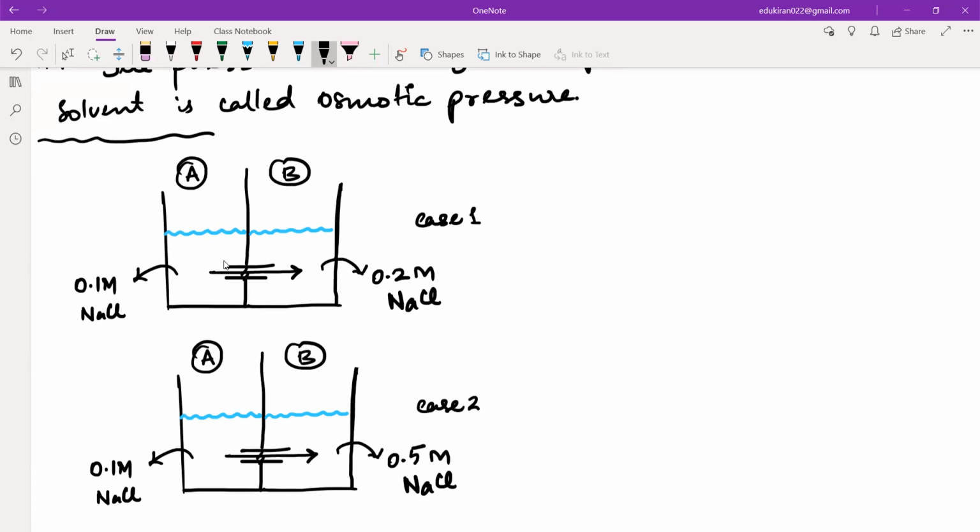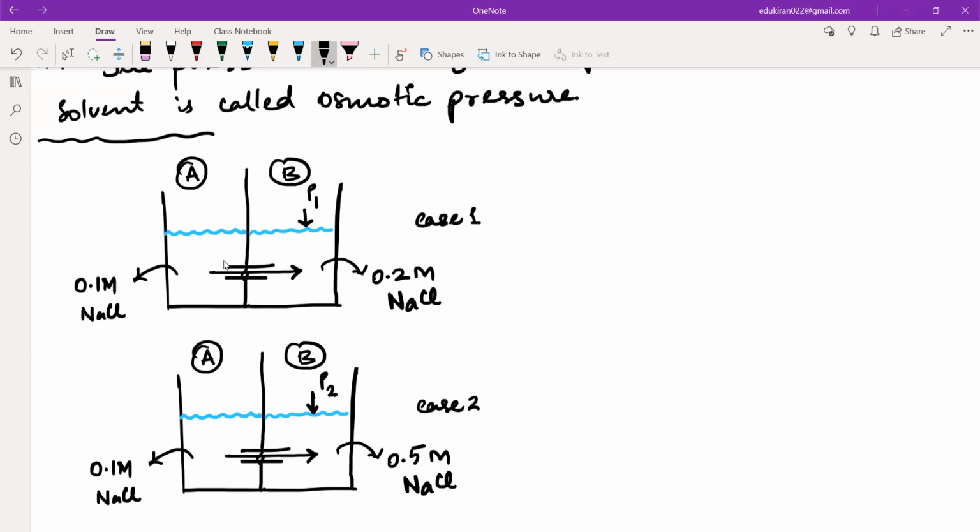Now you have to tell me, in order to stop the flow of solvent, I have to apply a pressure here. Let us say this is P1. In order to stop the flow, I also have to apply a pressure here. Let us say this is P2. This P1 and P2 are the osmotic pressures of case 1 and case 2. Is this clear? Yes or no? Khalil, Hishma, Masia, Samira, is this clear? Yes. Right? P1 and P2 are the osmotic pressures for case 1 and case 2.